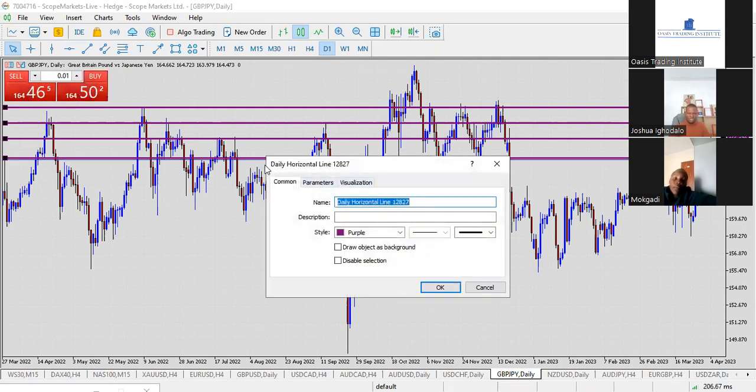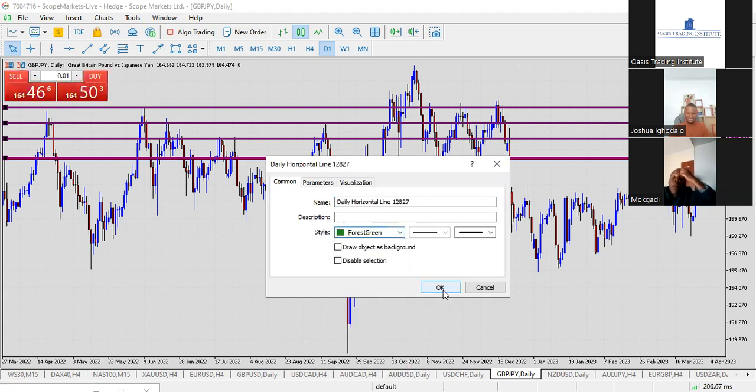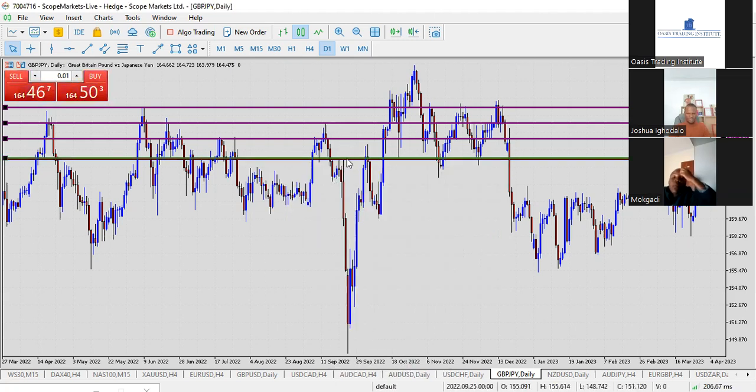To change the color, you just go to the horizontal line and right click on your laptop, and it will show you options to change the color. Okay, let me change the color to green. Green, yeah. So when you see the green, you know we're talking about a major resistance.